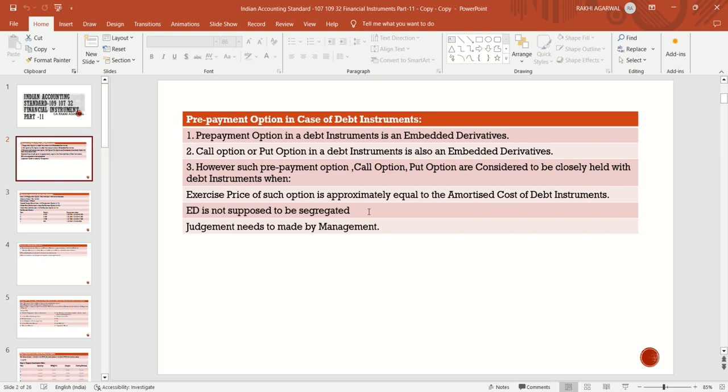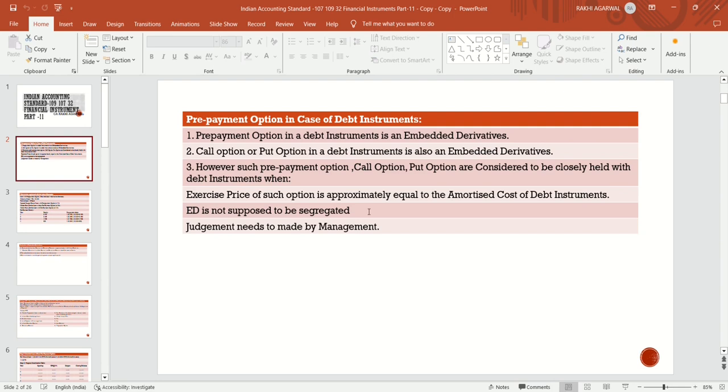However, such prepayment option, call option and put option are considered to be closely related to the debt instrument. In order to become closely related, the condition is that the exercise price of such option is approximately equal to the amortized cost of the debt instrument. Only then will it be treated as closely related.